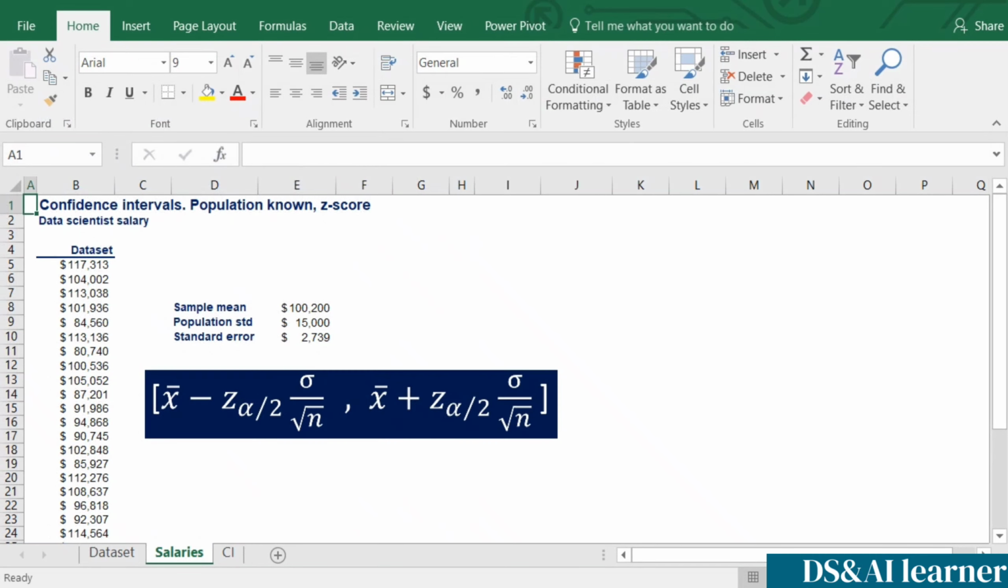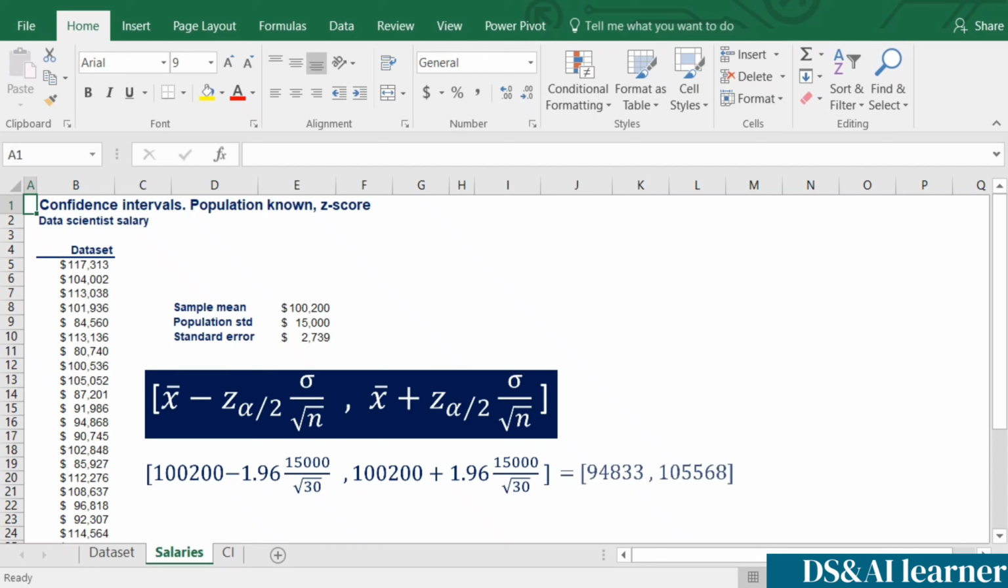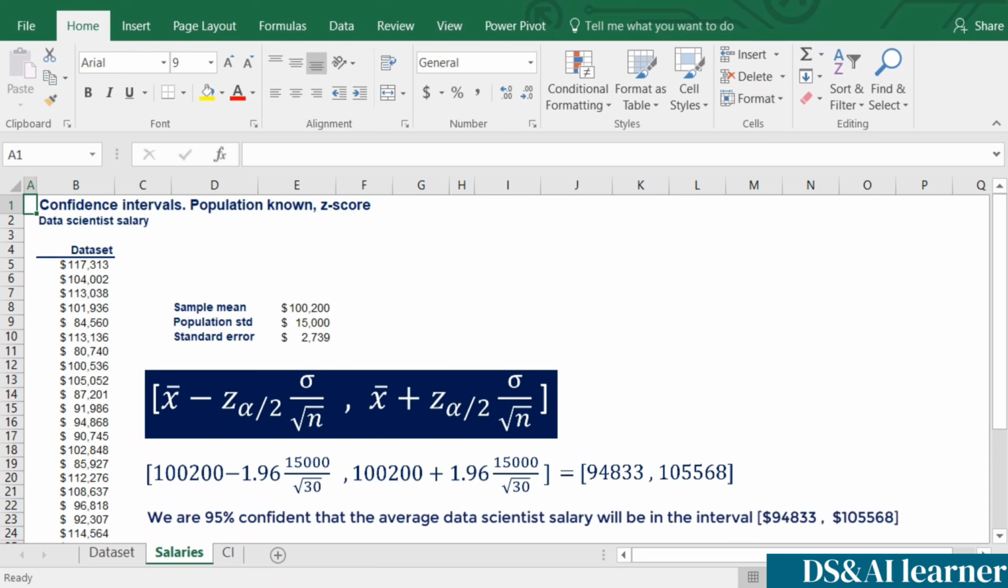Now we can easily substitute in the formula. The final confidence interval becomes 94,833 to 105,568. The interpretation is the following. We are 95% confident that the average data scientist's salary will be in the interval $94,833 and $105,568.